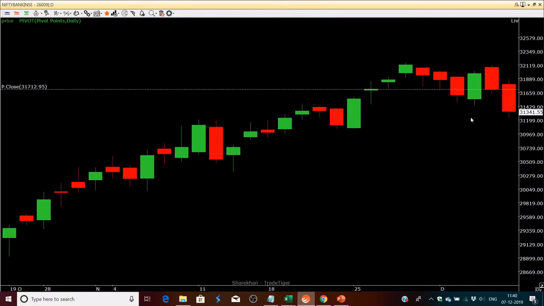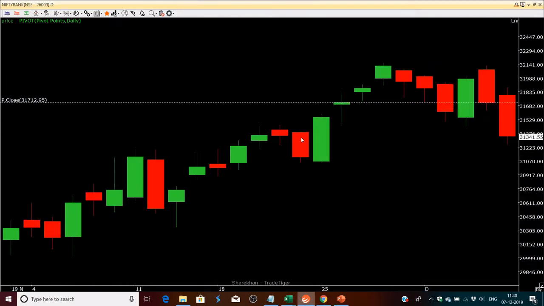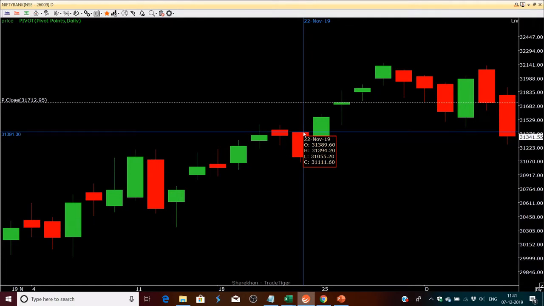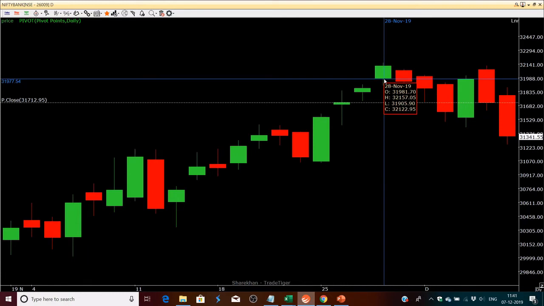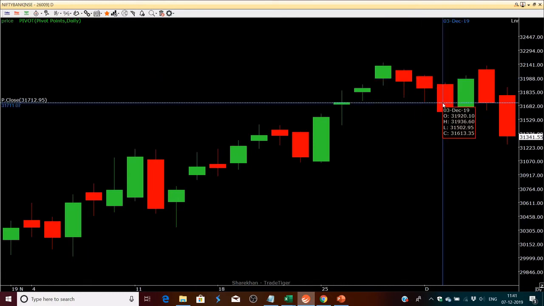Okay, so what is the daily time frame saying? On the daily time frame, the trend changed to bullish here, bullish, bullish, bullish, and then the trend became bearish, bearish, bearish. Again, it has changed to bullish.